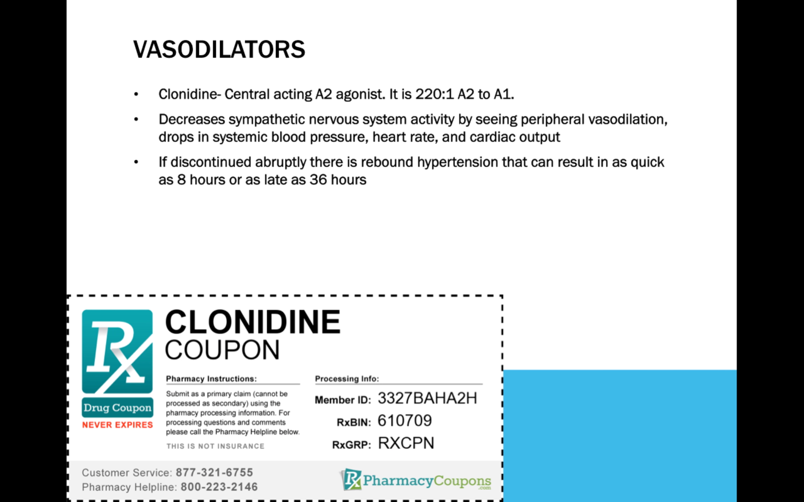Vasodilators, just a real important one I thought was good to include on here for a little review. Clonidine, important drug for multiple reasons, the analgesia, but also the antihypertensive effect. This is a central acting alpha-2 agonist, 200 to 1, alpha-2 to alpha-1. Decreases sympathetic nervous system outflow, causing peripheral vasodilation, drops blood pressure, heart rate, and cardiac output. Note that if you discontinue this drug very abruptly, you can have rebound hypertension in as quick as 8 hours or as late as 36 hours.